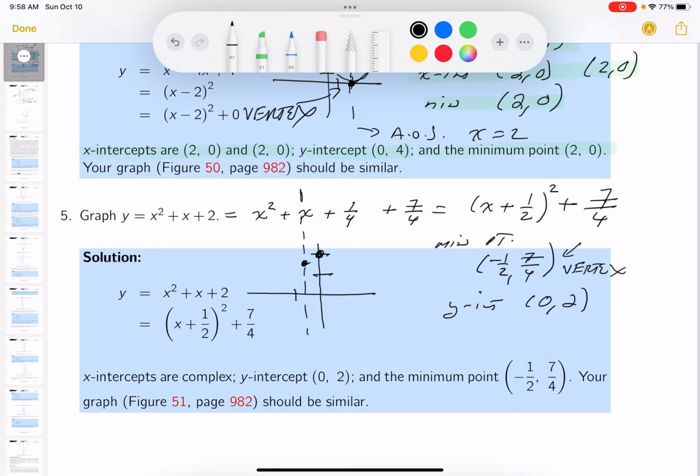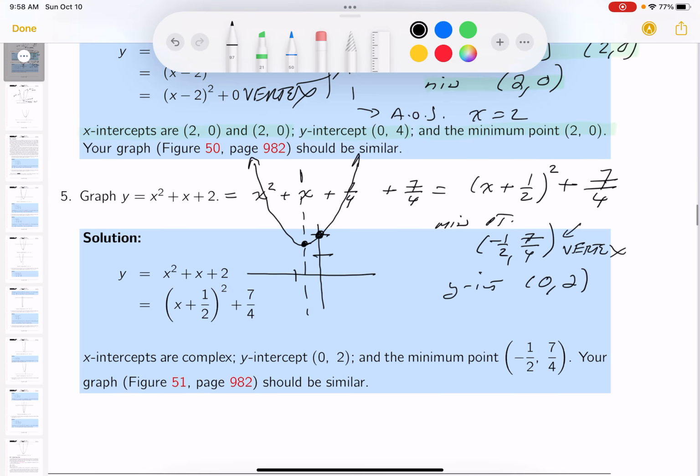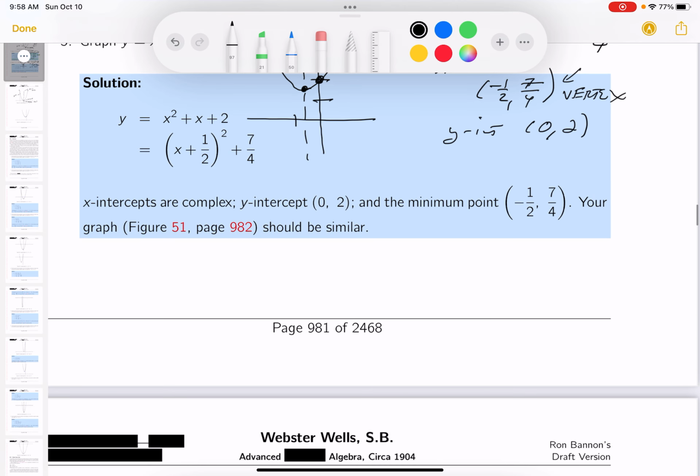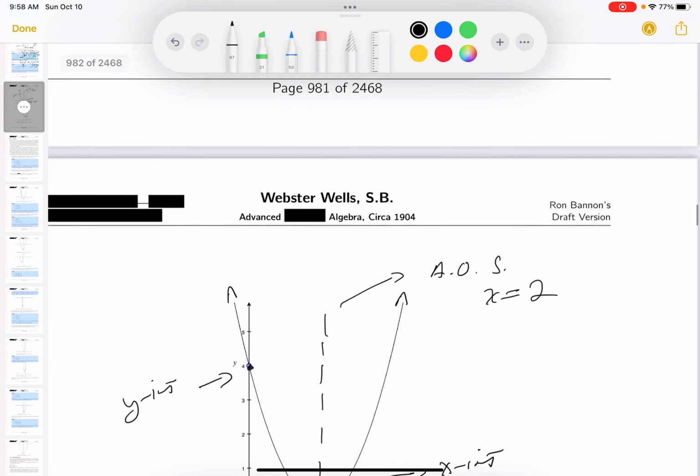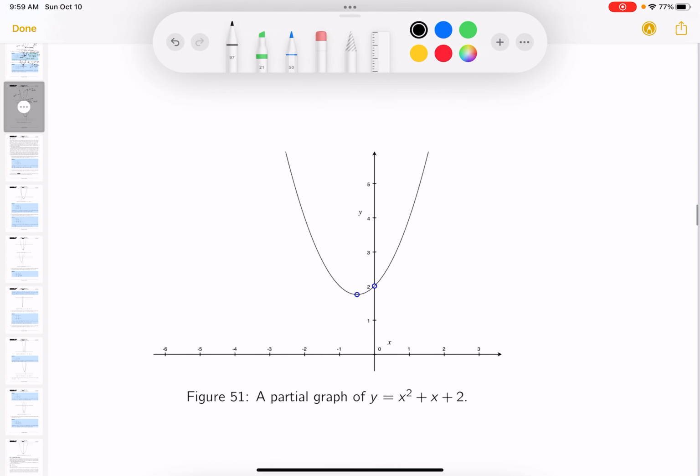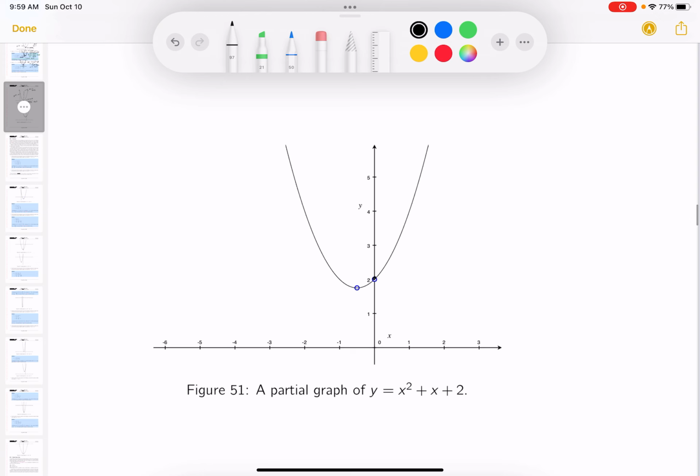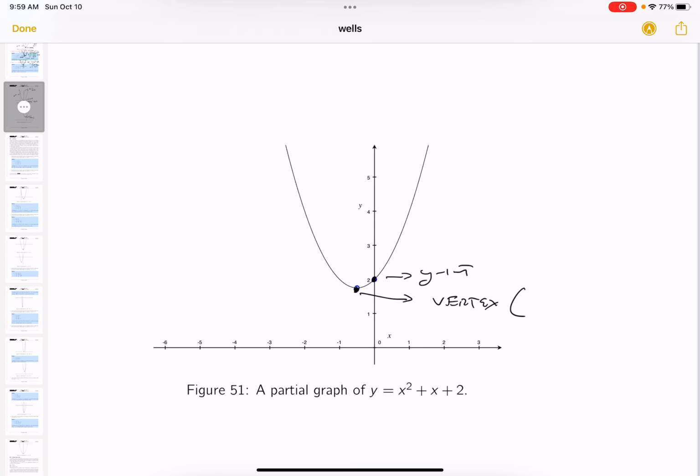And what do you notice drawing that in? The x-intercepts are not real. They're complex. There are 2 of them, by the way. Let's take a look at the picture. When I look at the picture, it's going to be a much better picture. Picture's over here. I see this. That was my y-intercept. This is the vertex. I'll write this down. Vertex. What was that? Minus 1 half, 7 quarters. And that's 1 and 3 quarters, by the way.